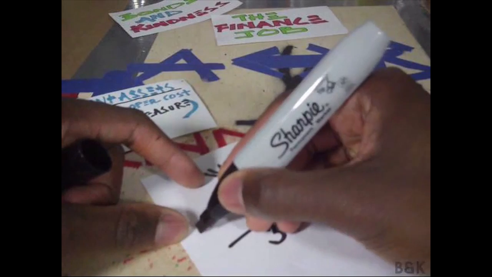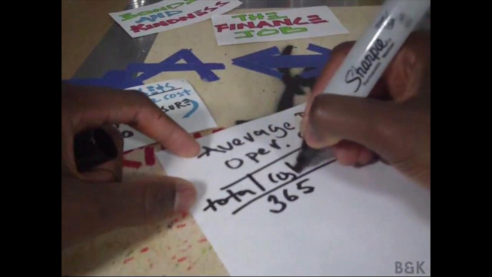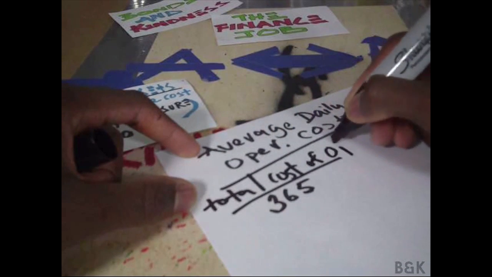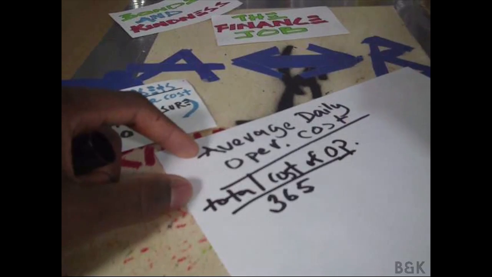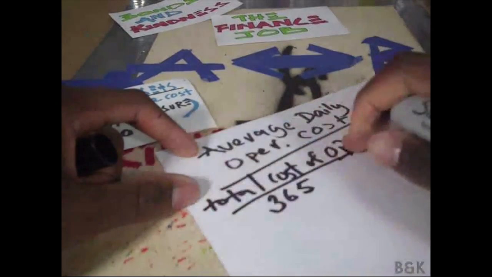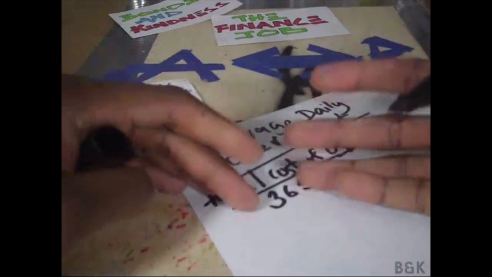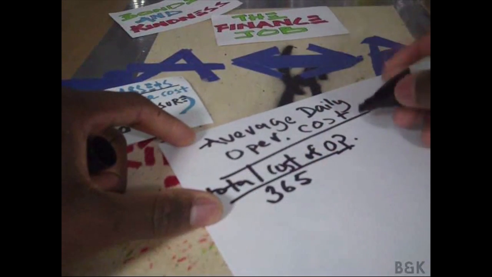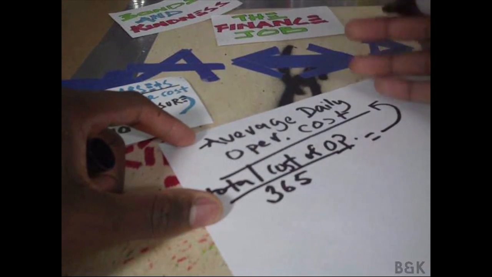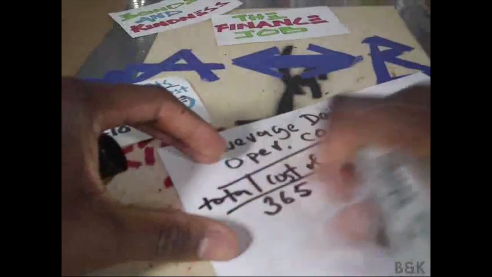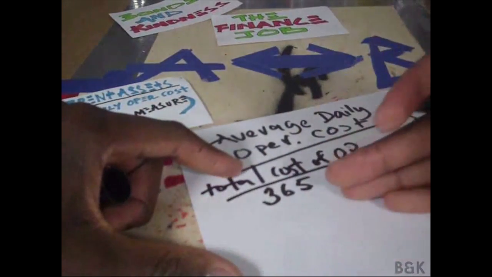So let's take a look. So it'd be total cost of operating. Let's just put op there because I want to end right there. So you would take that. How much is it total we had to pay out to run the show, divided by 365? And that would give you, whatever the answer is, your average daily operating cost. How much are you spending per day? So we take the total for the whole year, we divide it by the number of days in the year, and we find out how much we're spending every single day.